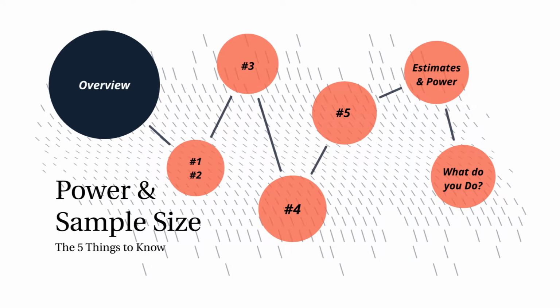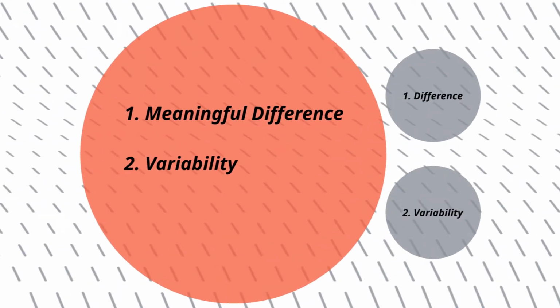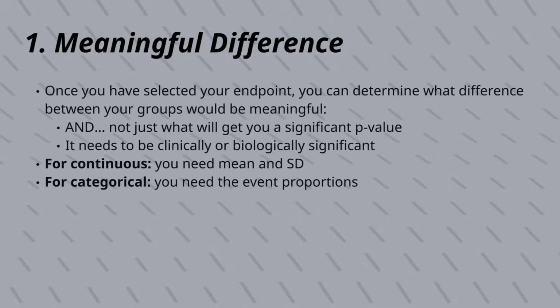So from there are 5 things that we need to understand to determine our sample size. The first one, based on our hypotheses, is what is a meaningful difference, and then also what is the variability about that difference. When we say meaningful difference, that means once you've selected your endpoint, you can determine what difference between your groups is meaningful for that population. Not just what difference will get you a significant p-value. It needs to be clinically or biologically significant.